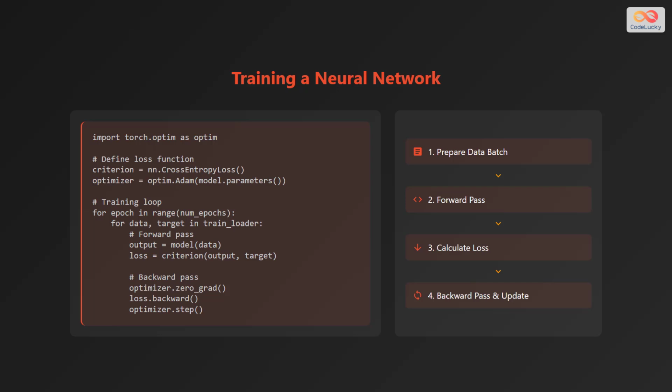Now let's train our neural network. We'll define a loss function and an optimizer to update the model's parameters. Import torch.optim as optim. Define the loss function as cross-entropy loss and the optimizer as Adam, passing the model parameters. In the training loop, iterate over the data loader for each epoch. Perform a forward pass, calculate the loss, perform a backward pass, zero the gradients, compute the gradients using loss.backward, and update the parameters using optimizer.step. This iterative process allows the model to learn from the data and improve its performance.